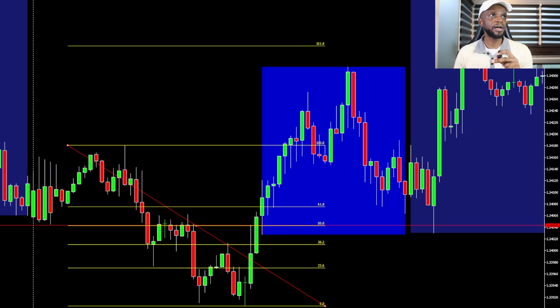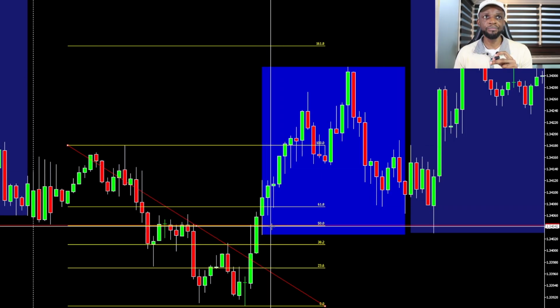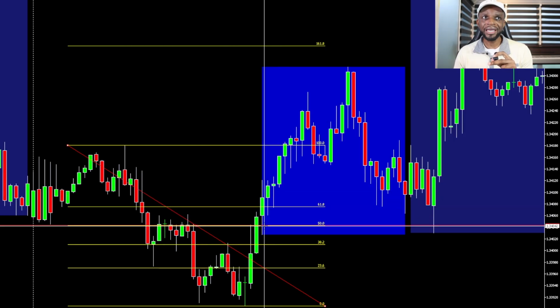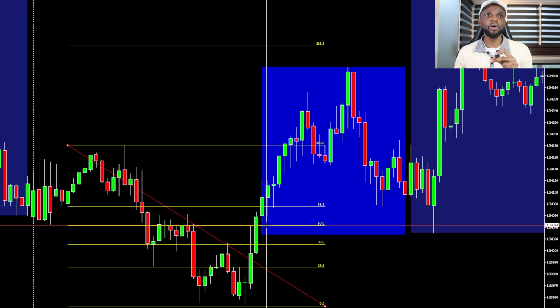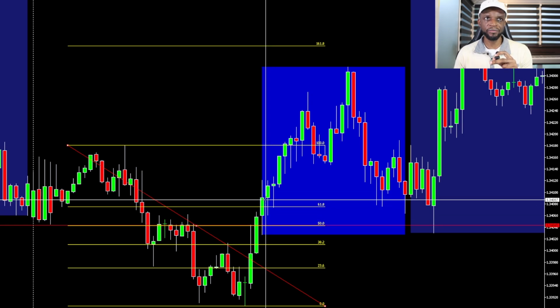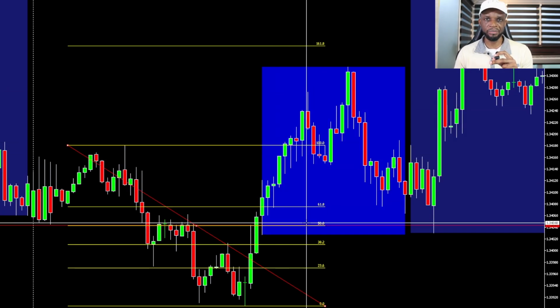Can you see how price opened in the London session? It opened above the mid of the Asian session. But what did it do? It came down and bounced off the mid of the Asian session. It bounced off the mid and closed above the mid and started to go up. So that's a reaction to the mid.